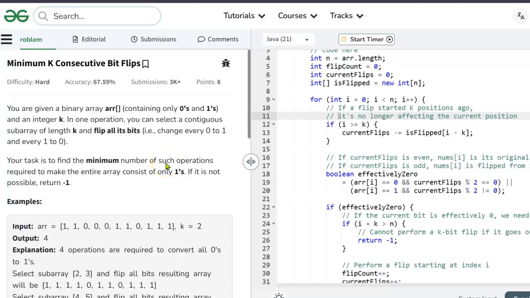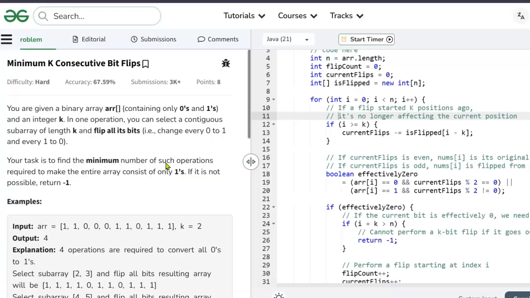Today's problem is minimum k consecutive bit flips. The difficulty is hard. Accuracy is quite high for a hard problem.